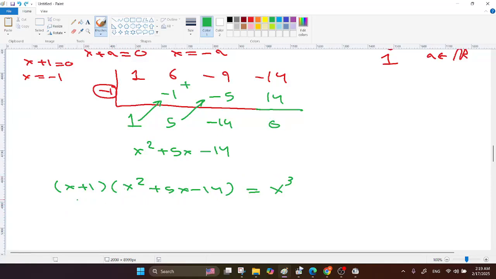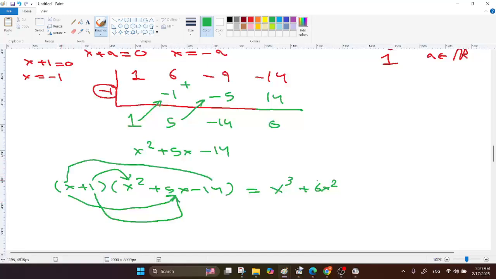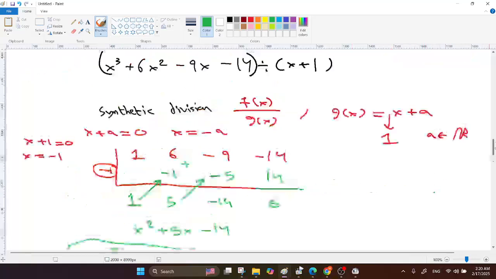Let's go to x squared. Here we have 5x squared. Here we have x squared. So x squared plus 5x squared, we have 6x squared, like this. Now, for x to the power 1, 1 times 5x, 5x, minus 14x, minus 9x. Now the constant term, minus 14 times 1, minus 14. So our answer is correct. Okay?